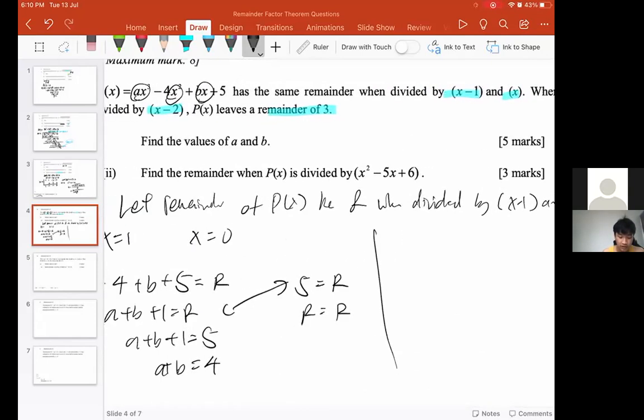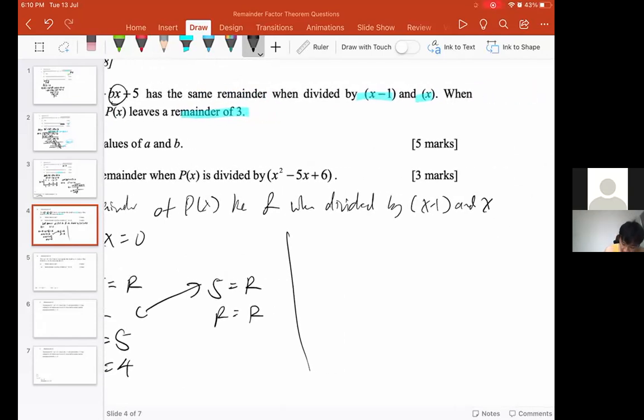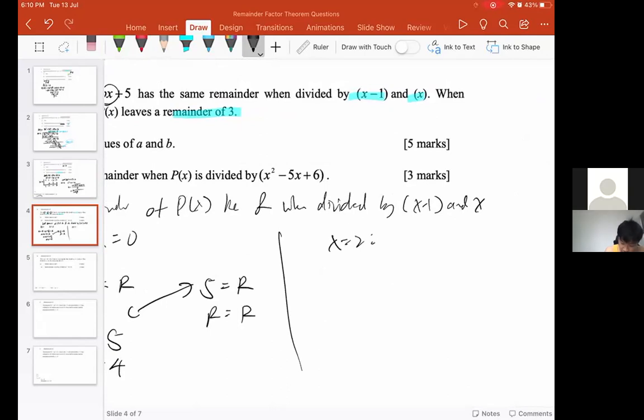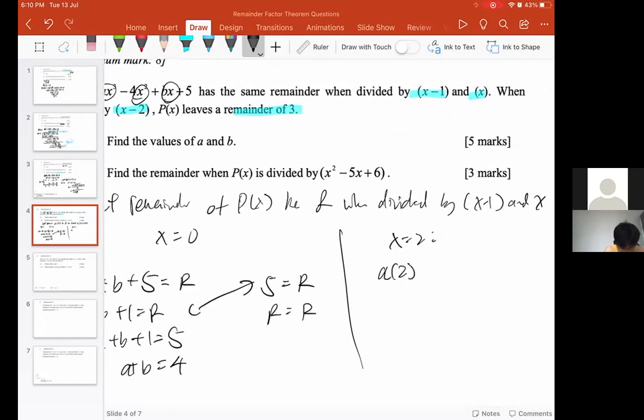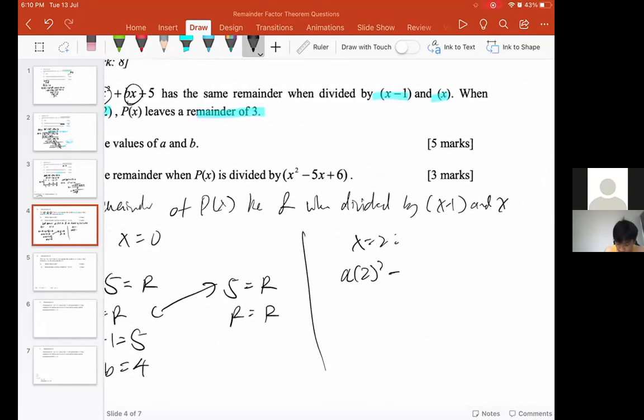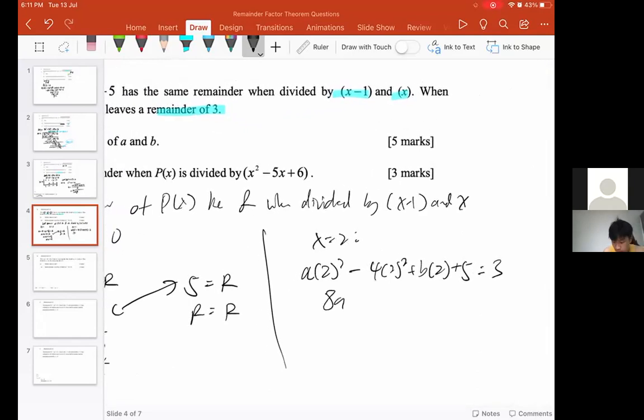With a plus b equals 4, we then need to create another simultaneous equation to solve it. So they tell us down here that when divided by x minus 2, p(x) leaves a remainder of 3. So when x equals 2, we have a(2 cubed) minus 4(2 squared) plus b times 2 plus 5 equals 3. So we have 8a minus 16 plus 2b plus 5 equals 3. 8a plus 2b equals minus 2 plus 16, 14. So we have 4a plus b equals 7.